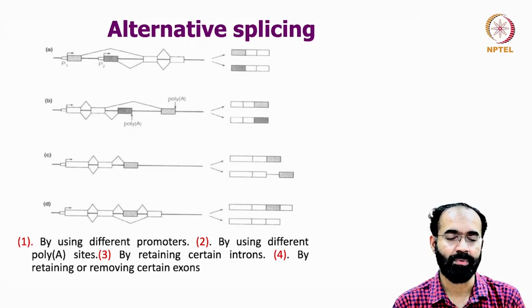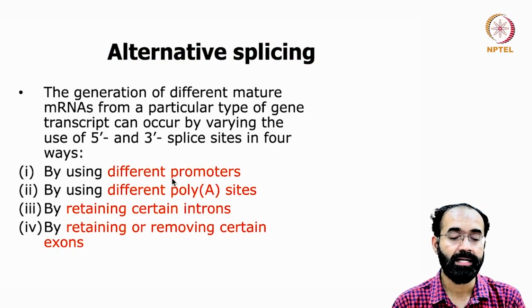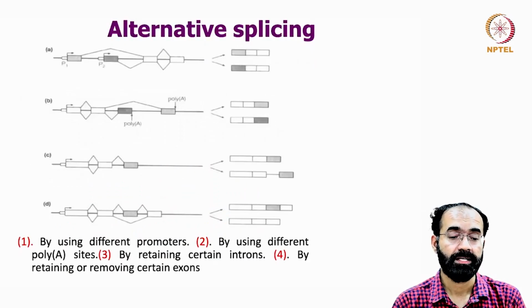Now the third example. What is the third example? It is making use of differential utilization, as you saw here, of retaining certain introns. So now you see here, the promoter is mentioned here.